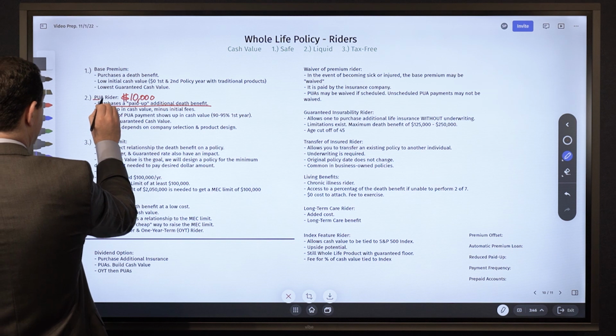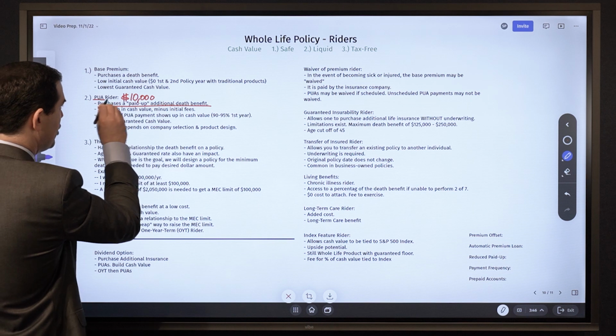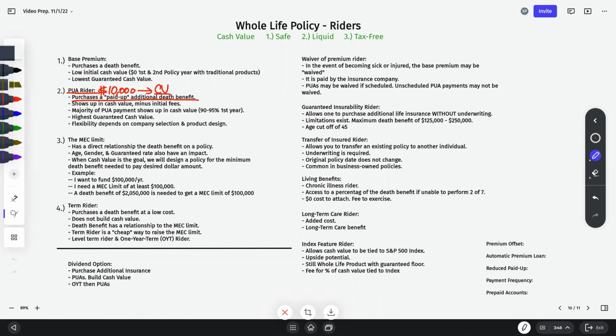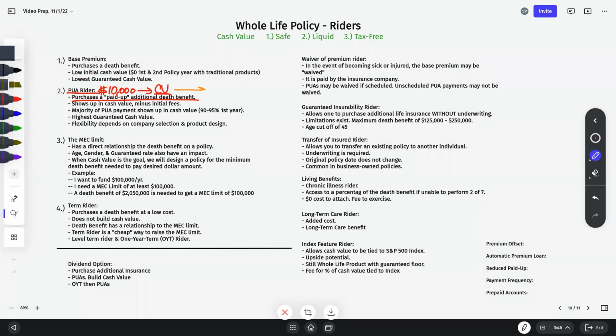The term stands for paid up additions, meaning if you were to throw $10,000 into this PUA rider, what would happen is you will see an immediate benefit with the cash value. I'll touch on that in a second. However, what you'll also see here, let's put this in orange, is that it will purchase you additional life insurance, additional death benefit. This will depend on your age, product, a couple other things. However, if you pay in 10 grand, you might see another $30,000 show up in death benefit.